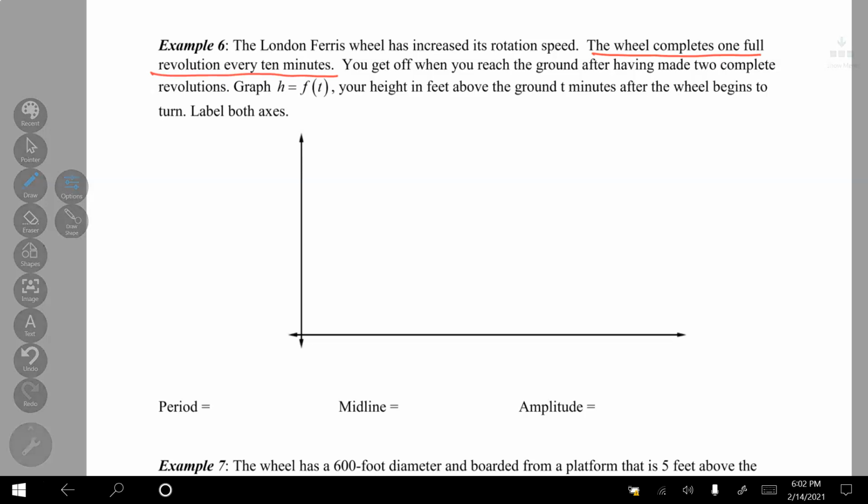It's going to take 10. So I'm still going to have the diameter is 450. And I think we saw that the amplitude is the radius, half of that, 225. And I'm going to make all these details on this graph.